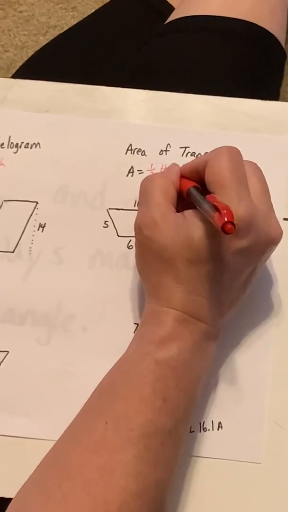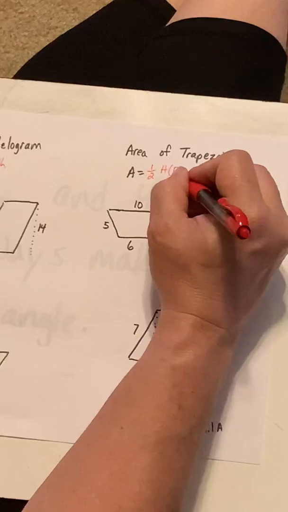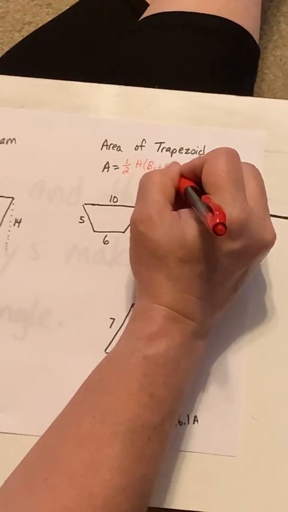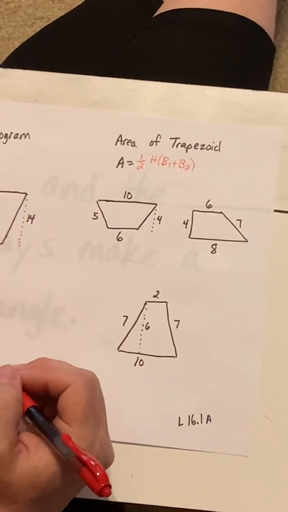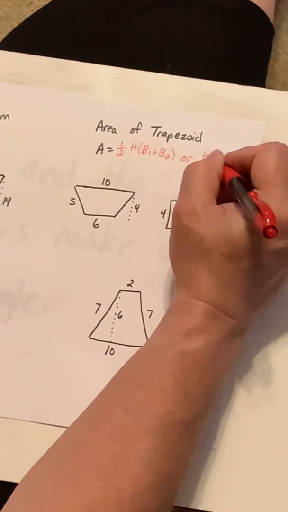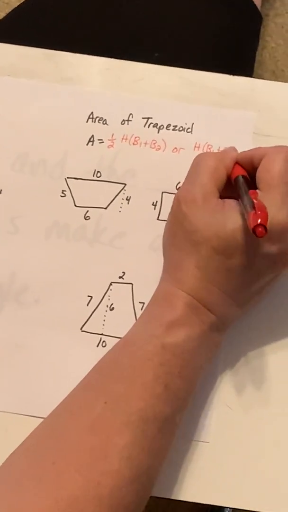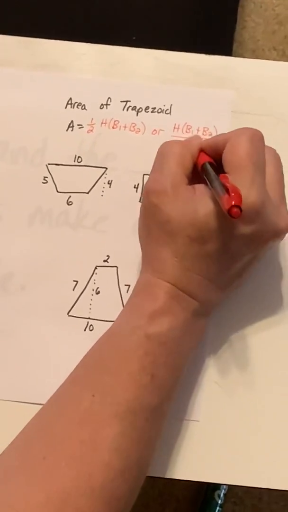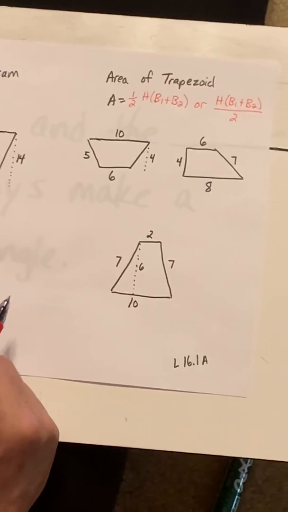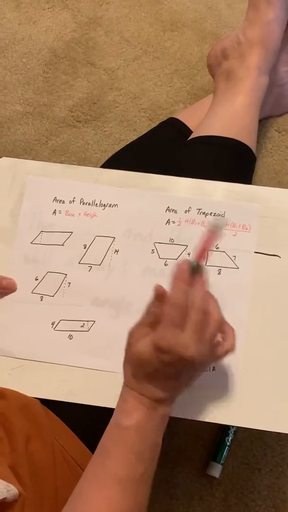height times base 1 plus base 2. Or the way I like to do it is height times base 1 plus base 2 divided by 2. Okay? But both of these you see that we're talking about a base and a height, a base and a height, a base and a height.